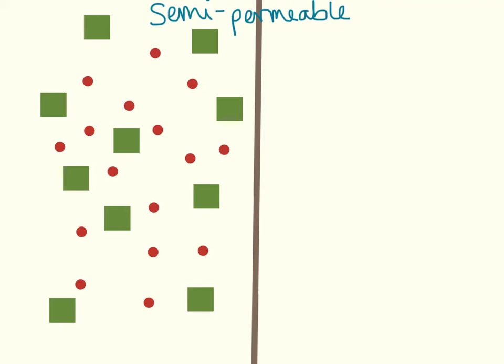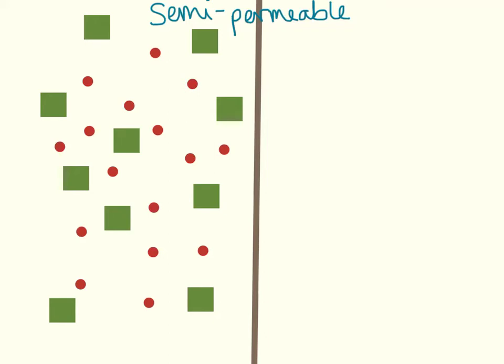Imagine this brown line here in the middle is the semi-permeable plasma membrane of a cell. So remember, semi-permeable means some things can pass through, others cannot. This is a very important quality of the plasma membrane. So as you can see, let's focus on these little red dots here. We have a lot of these red dots on the left-hand side and none on the right-hand side.